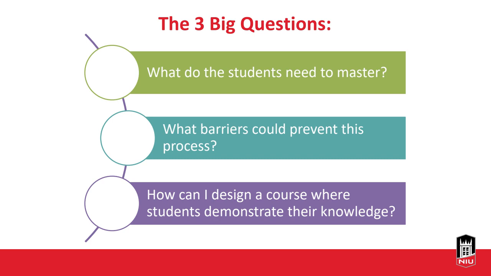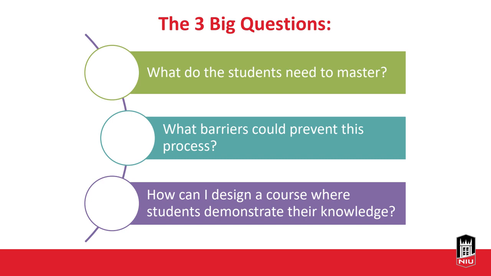So as you go to design your course, maybe for the spring, there are kind of three big questions that you can ask yourself. Somebody had mentioned earlier on the slide, they thought about backwards design. That kind of speaks to this first question here. What do students need to master? What do they absolutely have to learn in your course?